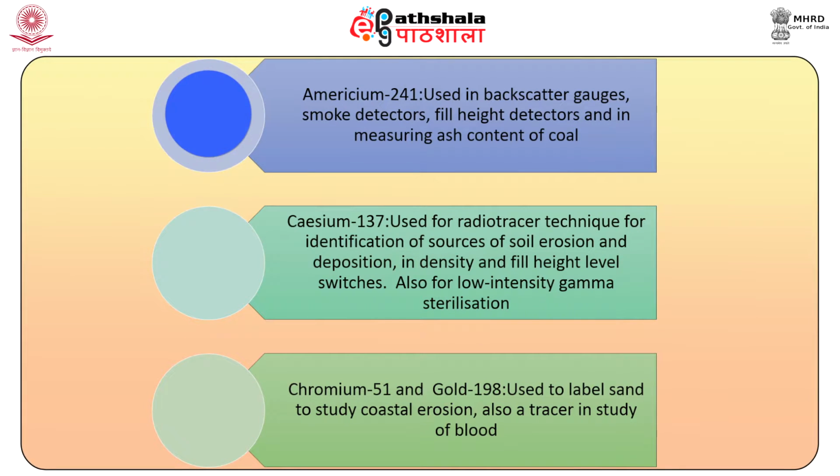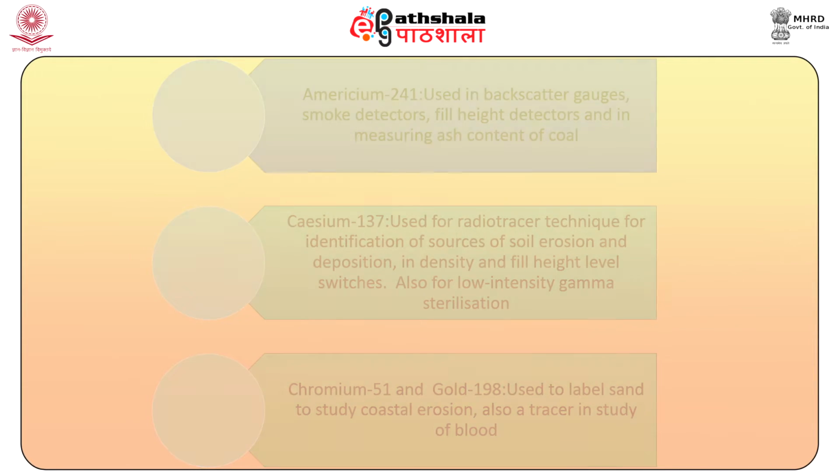Americium-241, used in backscatter gauges, smoke detectors, fill height detectors, and in measuring ash content of coal. Cesium-137, used for radio tracer technique for identification of sources of soil erosion and deposition, in density and fill height level switches, also for low intensity gamma sterilization. Chromium-51 and gold-198, used to label sand to study coastal erosion, also a tracer in study of blood.